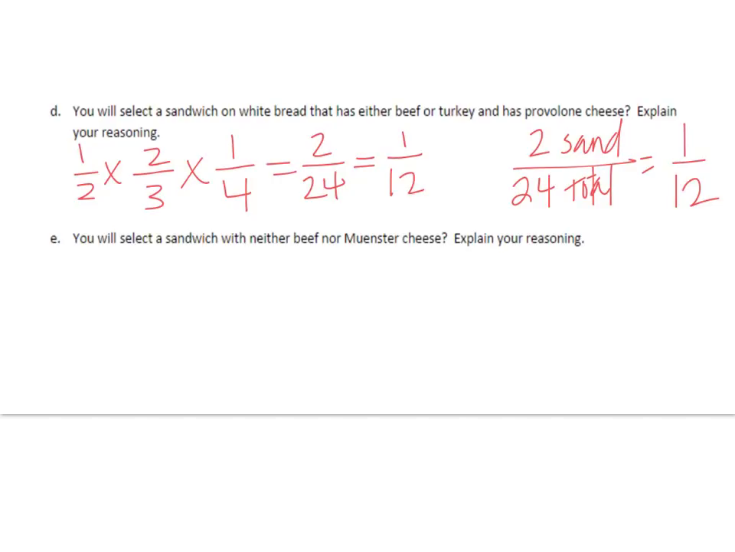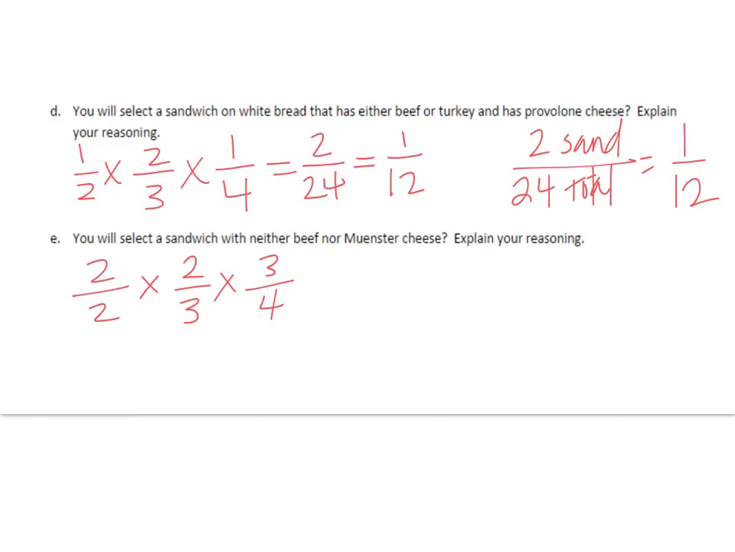So we want a sandwich with neither beef nor Munster. Okay, we first look at the bread. The bread situation isn't even addressed. So obviously it's going to have bread, but we don't care what type of bread. So that's 2 out of 2, white or wheat out of white or wheat. I don't care. So 2 out of 2 or 1. Okay, then neither beef nor Munster. So I don't want beef, which means I can have either ham or turkey. So that's 2 out of 3. And then I don't want Munster. So that leaves me 3 out of the possible 4 cheeses.